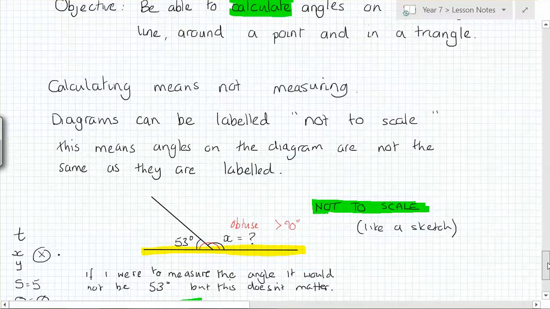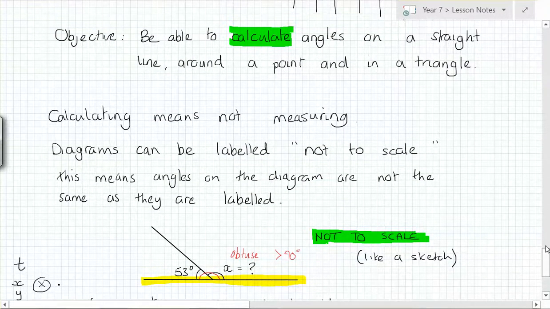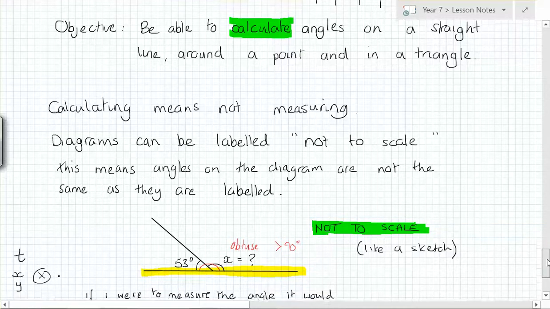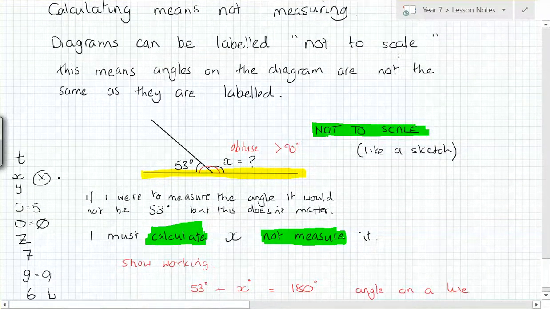Okay, let's just review very quickly then. Our objective is to calculate angles on a straight line, around a point and in a triangle. So, a straight line is what we're working on. Now, we've said calculating means not measuring. So, when it says calculate in a question, don't get your protractor out. Okay? So, the important thing is the not to scale.